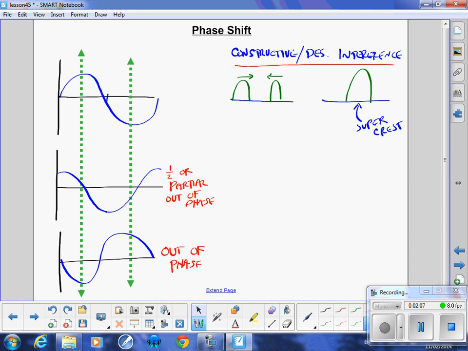So if we have that amplification with sound, it becomes our loudest point. So if we have two crests meet each other, we end up with what we call a supercrest, which makes things very, very loud. In terms of light, it becomes very bright.